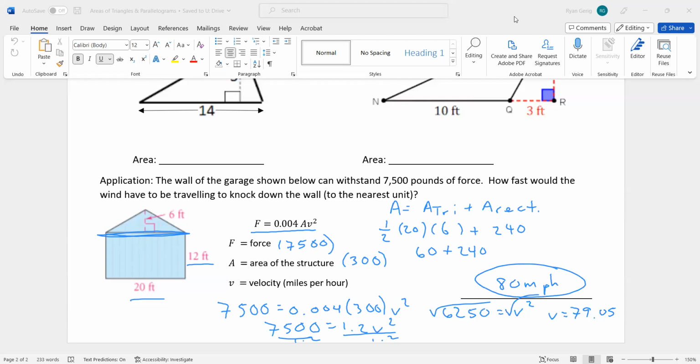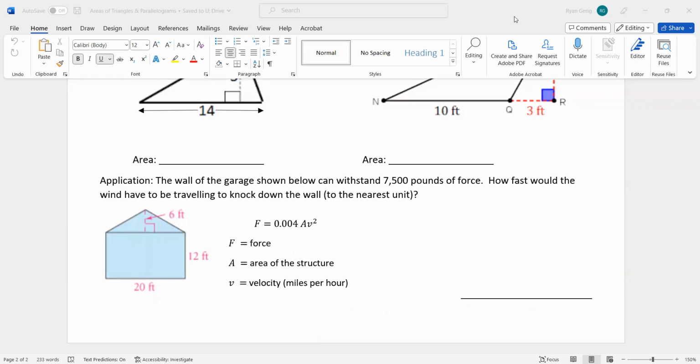Okay. So that is areas of parallelograms and triangles. We're going to do Pythagorean theorem with some stuff with that in the next lesson, and then we're going to do a lot more area after that.